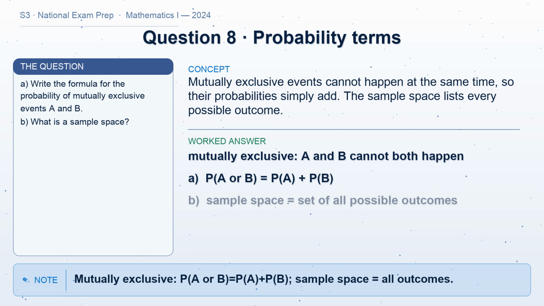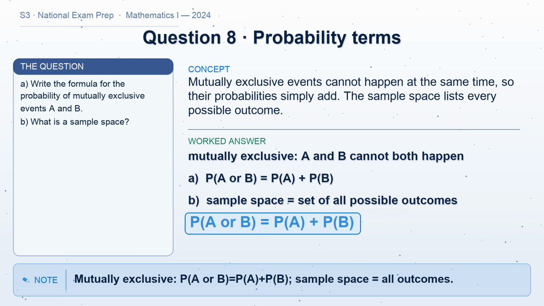For example, when you roll a die, the sample space is 1, 2, 3, 4, 5, 6. So the formula is P of A or B equals P of A plus P of B, and the sample space is the set of all possible outcomes.